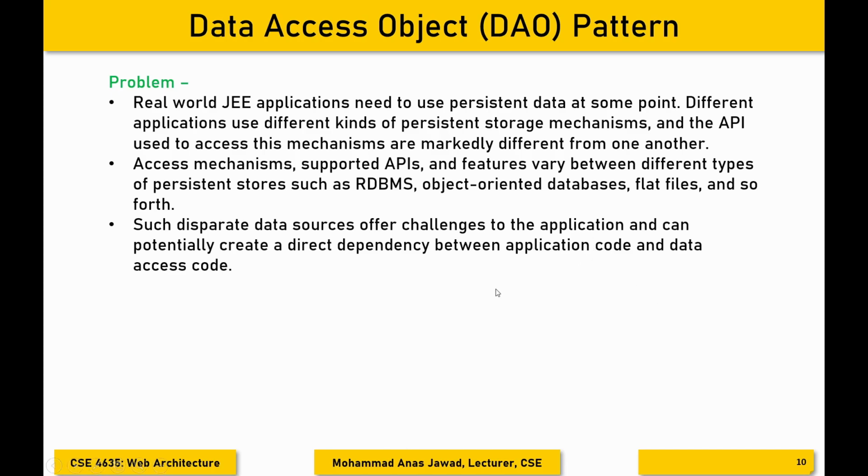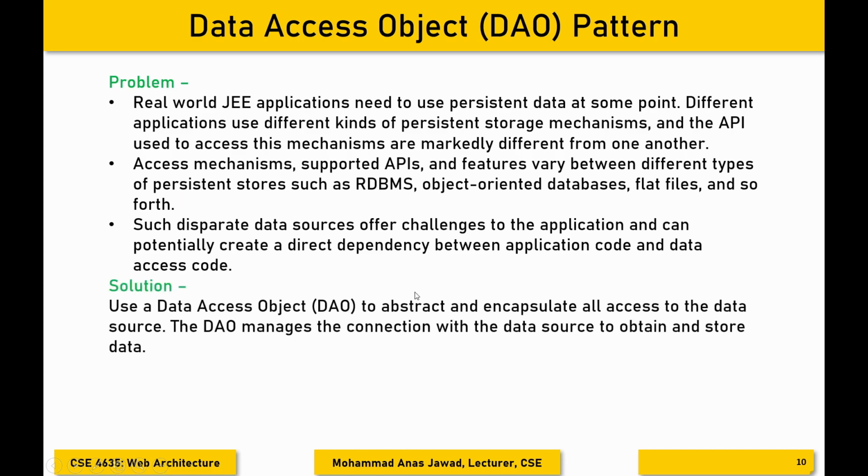So how does the DAO pattern aim to solve this? Well, the DAO pattern tells us that we should use a DAO object or DAO interface to abstract and encapsulate all access to the data source. So the DAO pattern is going to provide a common interface to our business logic classes, and this interface is going to expose the different methods that our business logic classes are going to use to access our databases.